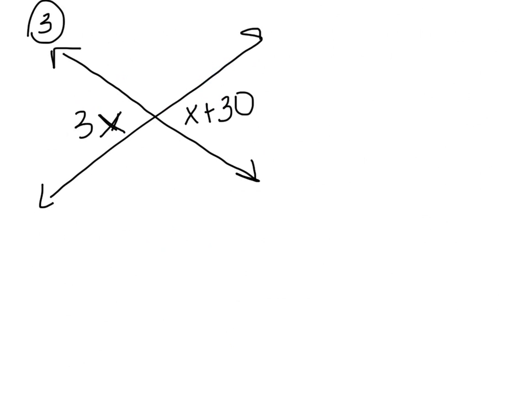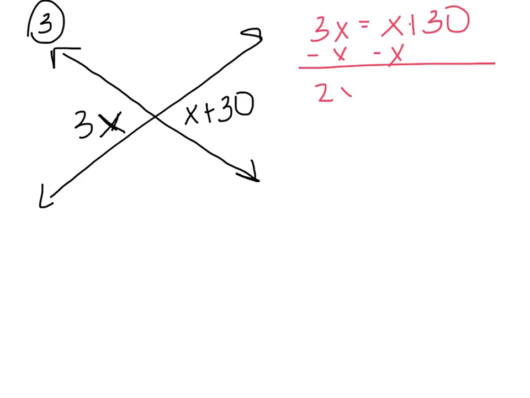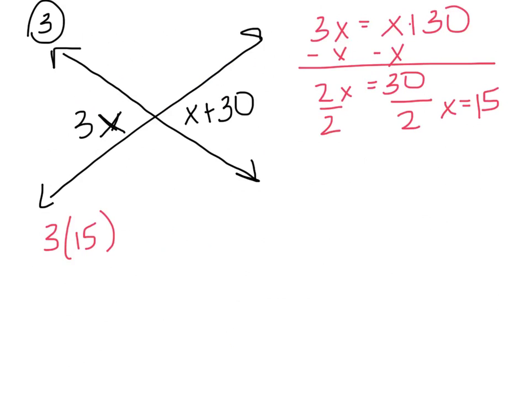Now let's try this next one. These are vertical angles, and vertical angles are the same. So we can set this equal to each other. 3x equals x plus 30, minus x from each side. 2x equals 30. Divide by 2. X equals 15. Now we can plug back in and say 3 times 15 is 45. So this is 45 degrees. And because they're vertical angles, this is also 45 degrees.